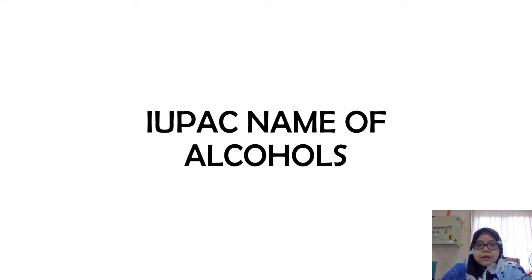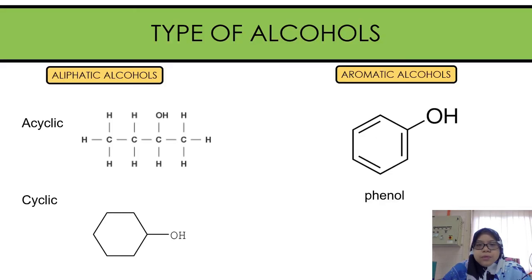So in today's video, we will learn about the IUPAC name of alcohol. Before we go to the IUPAC name of alcohol, we need to know that alcohol consists of two types: the first one is aliphatic alcohol, the second one is aromatic alcohol. So what is aliphatic alcohol? Aliphatic alcohol can be divided into two, acyclic and cyclic.